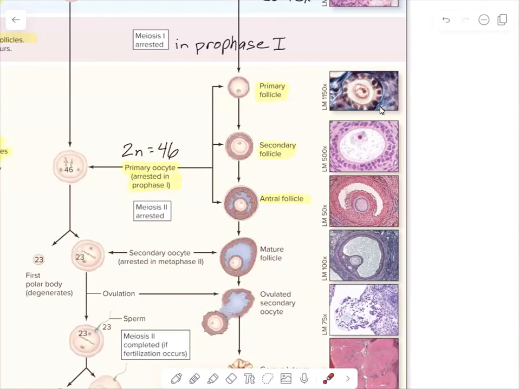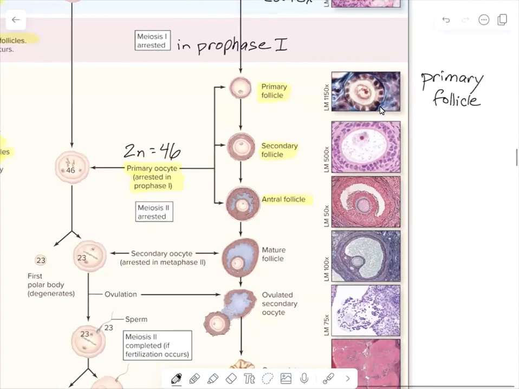Histologically, this first one would be the primary follicle, and the difference is really the amount of cuboidal epithelium cells that surround it. This would be called the secondary follicle. And then finally, we have an antral follicle because there is the presence of the antrum.